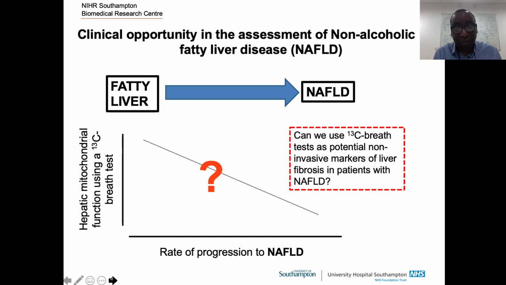Why liver fibrosis? Because liver fibrosis is a significant clinical event during the development and progression of NAFLD, which carries a significant burden to the patients. Normally, in the assessment of NAFLD, liver biopsy is the gold standard used in diagnosing NAFLD, particularly liver fibrosis. So the question we wanted to ask is: can we use this non-invasive 13C breath test as a surrogate marker of liver biopsy in patients with NAFLD?